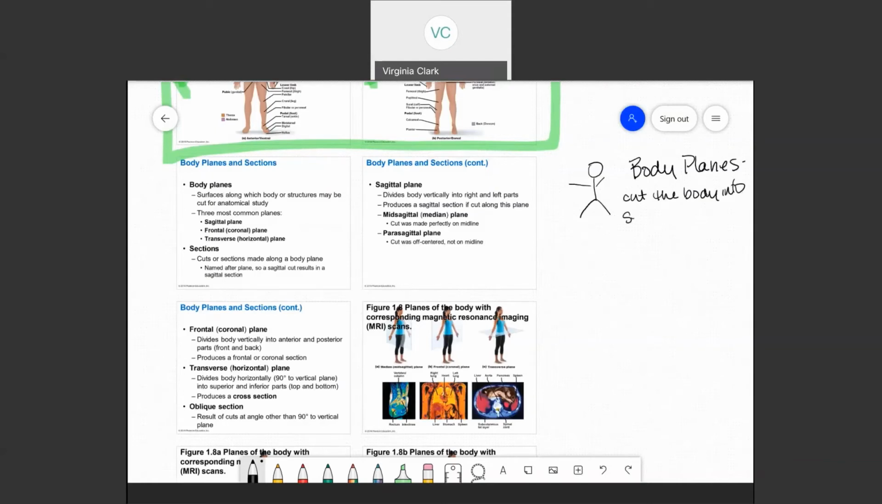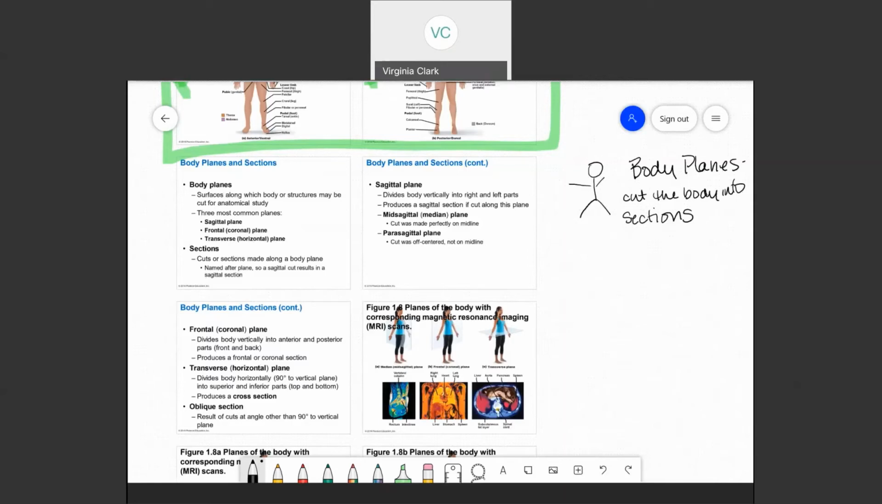So this would be like saying we've got North America, South America. We've talked about axial and appendicular. This is like taking North America and doing Canada versus the East Coast versus the West Coast, where we're taking the body planes and cutting it up into sections. So these are the ones that you are going to need to know.